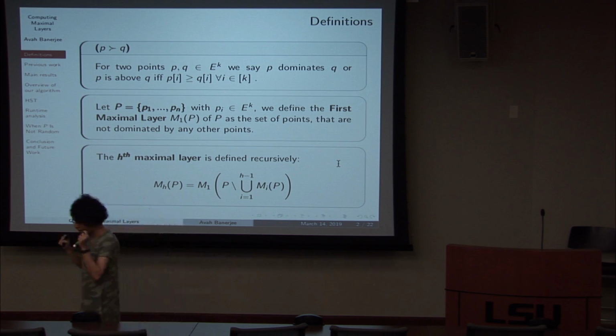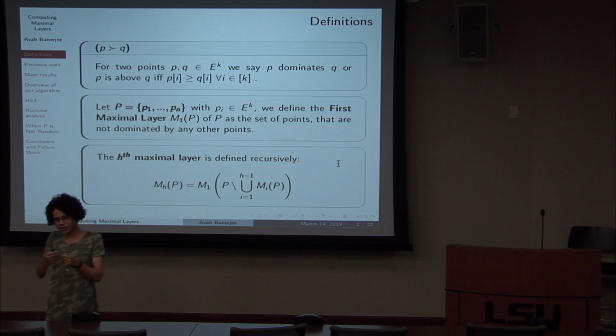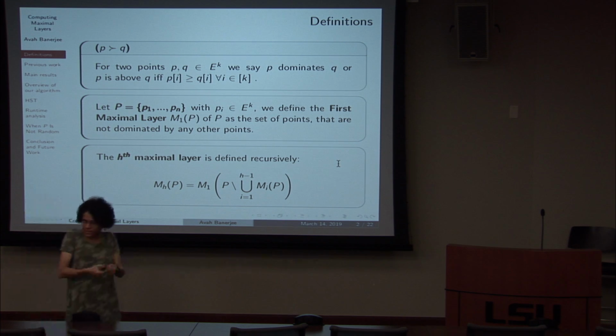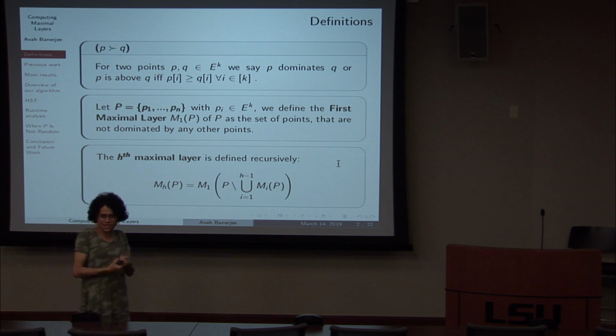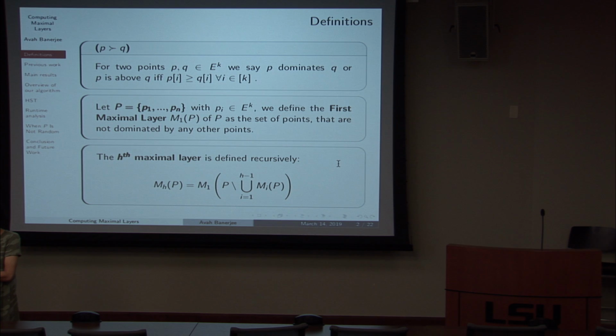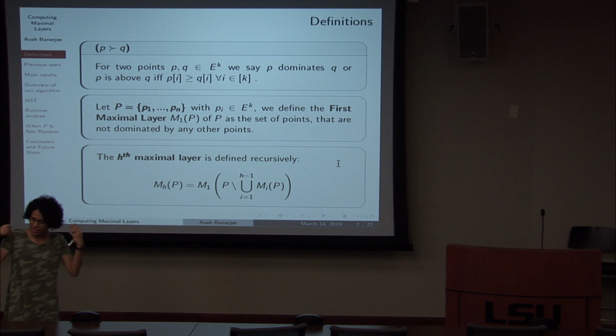Now, if for some point P, there isn't any other point that dominates that point P, then it belongs to the first maximal layer. So in every set of points, you must have somebody in the first maximal layer. So think about just a set of integers. There's always going to be a maximum value, right? Similarly, it's just an extension of that. So you'll always have the first layer. There's no guarantee you're going to have the second or third layer, but you must have the first layer.